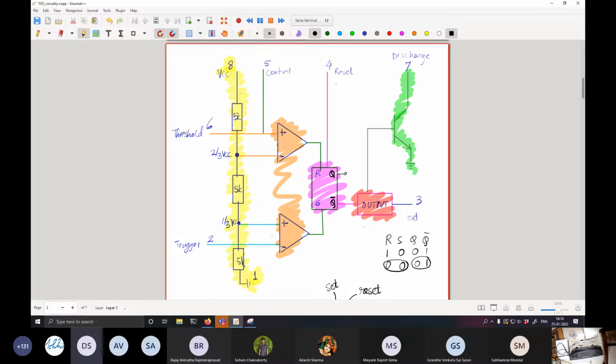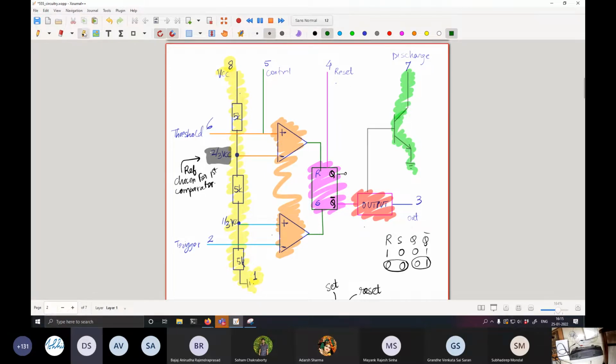In fact, for the first comparator, the reference voltage of 2.33 volts is set to the inverting pin. Yes? So for the first comparator, you have chosen what the reference voltage should be for the inverting pin. So this reference is chosen for the first comparator. All right.